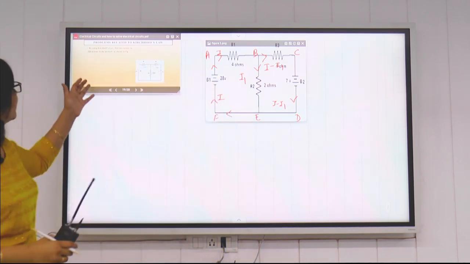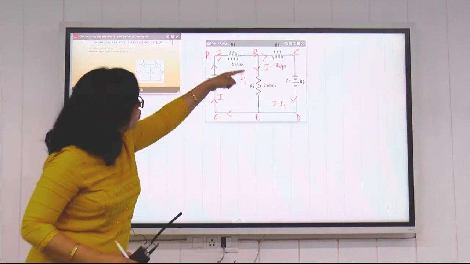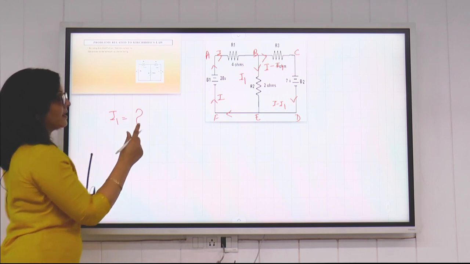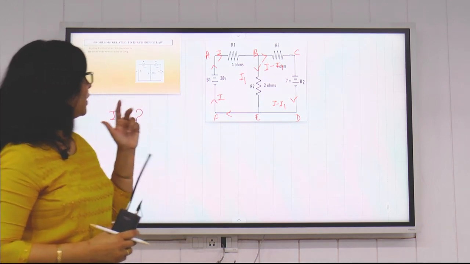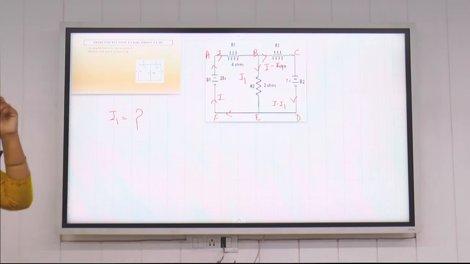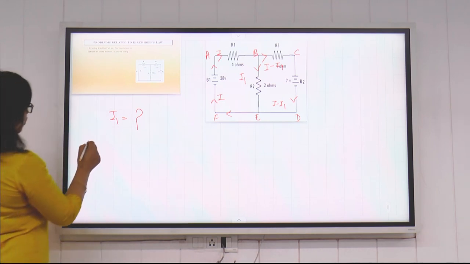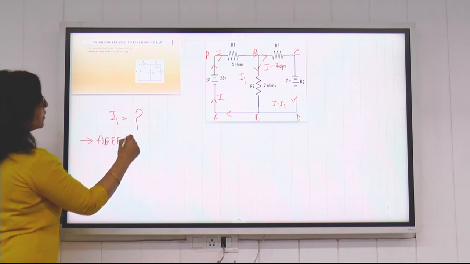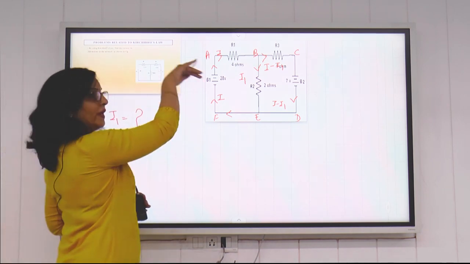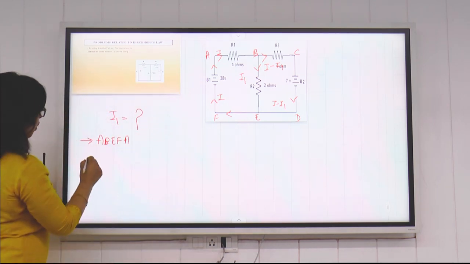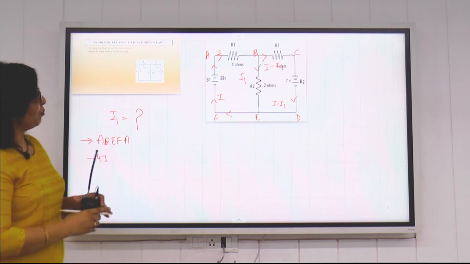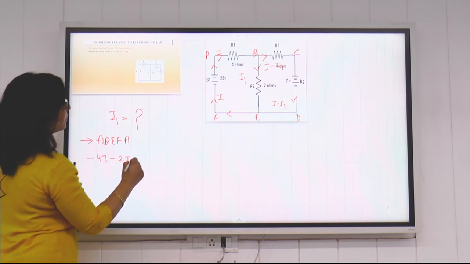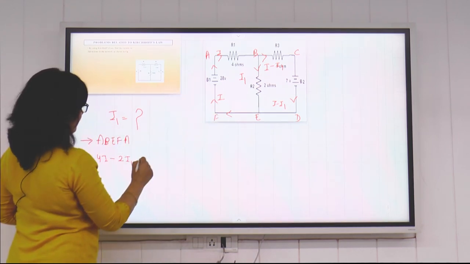The question is to find the current in the 2 ohm resistor. In the 2 ohm resistor, the current is I1. The current I is distributed as I1, so we have to find two equations. We have to write Kirchhoff's law in two loops. The first loop is A, B, E, F, A. In A to B, we are moving in the same direction as the current, so the drop is negative. B to C, same direction as the current, the drop is also negative. Then F to A gives the equation.